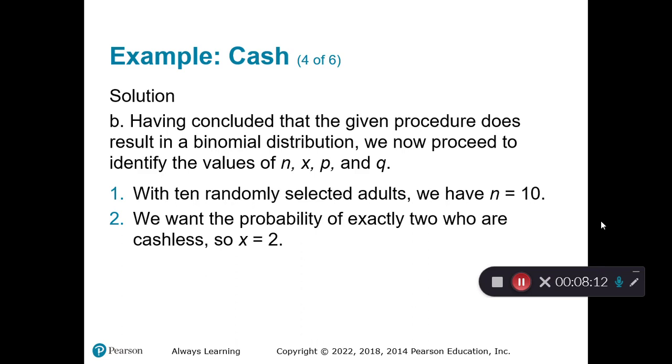We wanted to find out if we were to randomly select 10 adults, the probability that exactly 2 of them would be cashless, meaning they never carry cash on them. Here, N is 10 because each selection is a trial. Number 2, we want to find the probability of exactly 2 successes, so X is equal to 2.